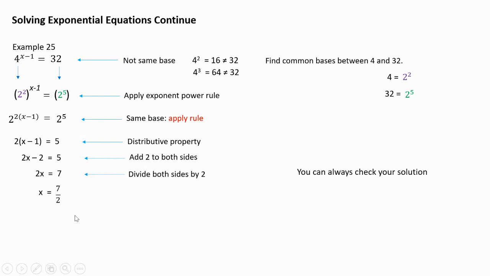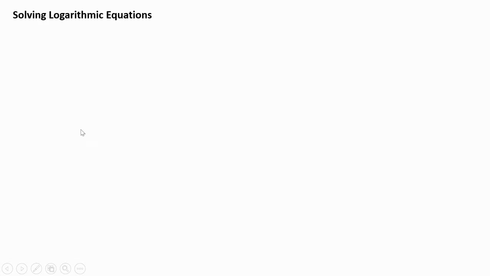Again, let's check our work. Let's plug in 7 over 2 for the x. 7 over 2 minus 1 will give us 5 over 2. Right? So then this, again, if you put it in the calculator or you use the exponent rule, this will give us 32. So 32 equals 32. So I know that's my solution.